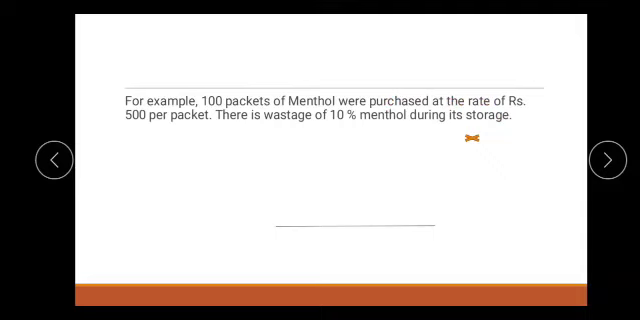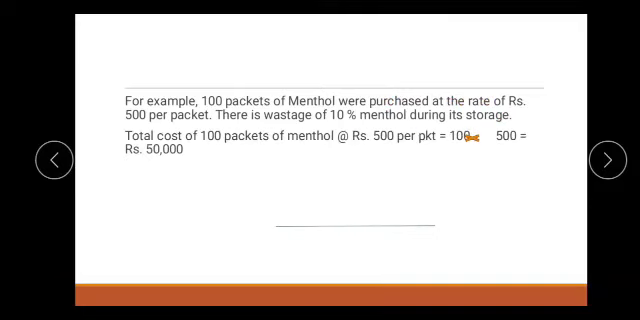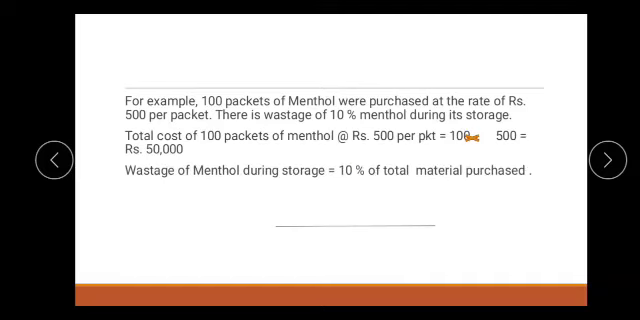For example, 100 packets of menthol were purchased at the rate of rupees 500 per packet. There is wastage of 10% menthol during its storage. Total cost of 100 packets of menthol at rupees 500 per packet is equal to 100 into 500, which is equal to rupees 50,000. Wastage of menthol during storage is 10% of total material purchased. Material left after wastage: 100 minus 10 is equal to 90 packets.